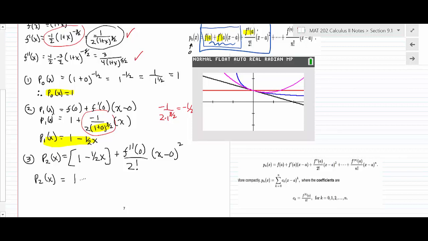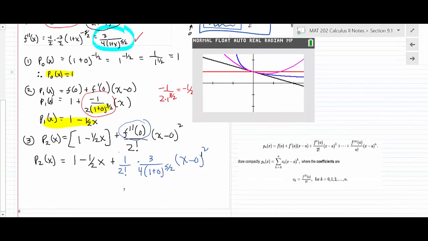Okay, so I'm going to write this down as 1 minus 1/2 x. Okay, let's see, our second derivative is here, so we're going to plug a 0 in for that. So that's going to just be, and I'm going to write this as 1 over 2 factorial. Then when I do f double prime of 0, you can do this in your head if you want to, that's 3 over 4, 1 plus 0 to the 5/2, then x minus 0 squared like that. Okay? And let's see what we get on this then. Well, this thing right here is going to be 3/4, because this thing right here is just going to be 1. If you can do something in your head, do that in your head. Everybody with me on that? Okay, that's just 1 to the 5/2, so that's 1.